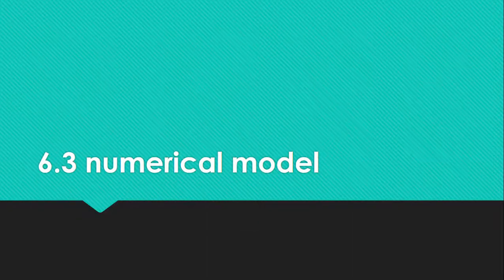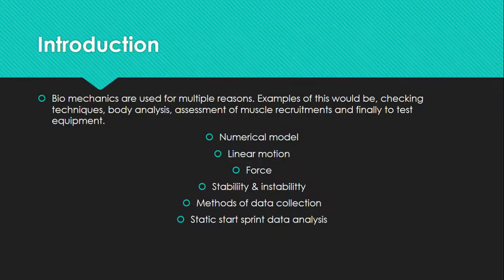6.3 Numerical Model. There are many different ways biomechanics can be used. For example, someone might use biomechanics to analyse the body position of a basketballer and also the amount of power used to shoot the ball.